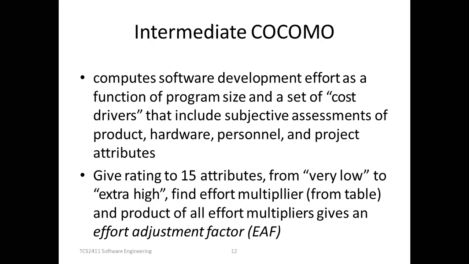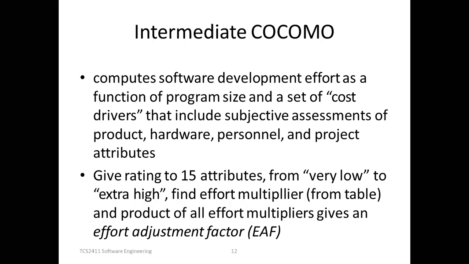So they have given those factors based on product, hardware, personal and project attributes. They have given a rating to 15 attributes, and the rating is given from very low to extra high. What does this mean? This means 15 attributes, or we can say characteristics based on experience, personal information, and hardware, etc.